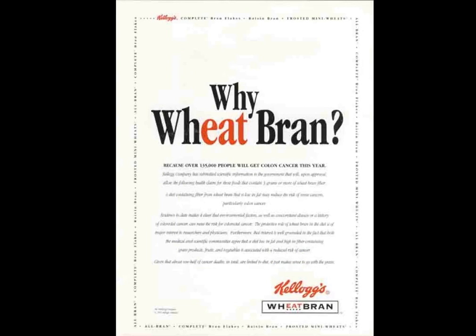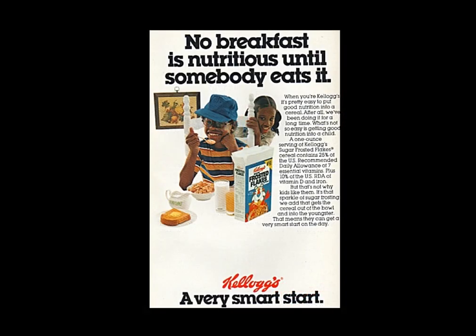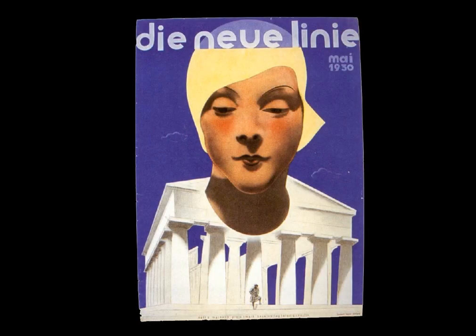Again, headline, body copy, signature, no actual graphics. This one's probably from the 70s or 80s. Again, headline, image and body copy, and then corporate signature. When the first thing you see is the name of the product, it looks like a magazine cover. This is a magazine cover designed by Herbert Bayer for Die Neue Linie, a design publication, in 1930.